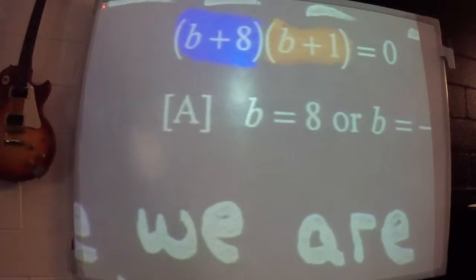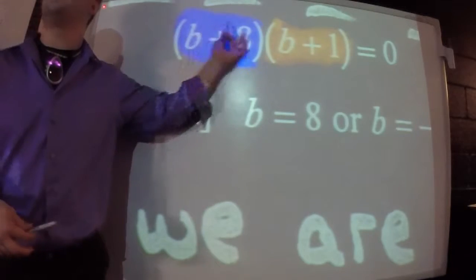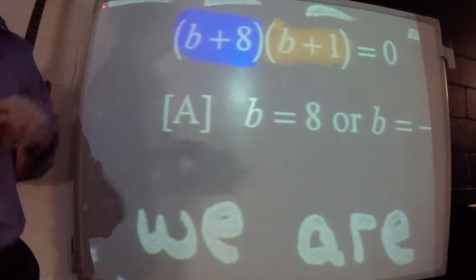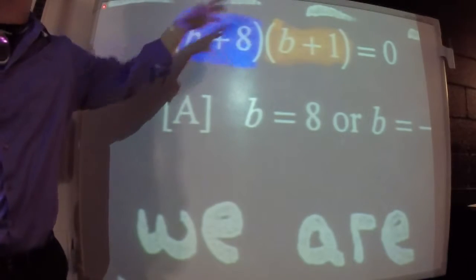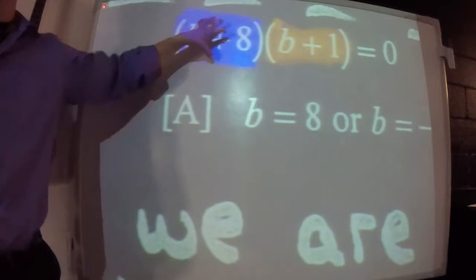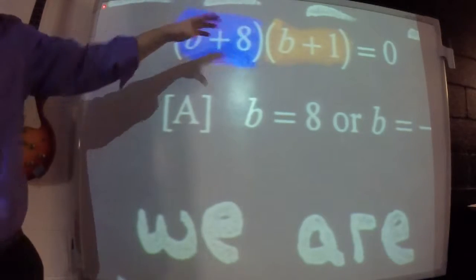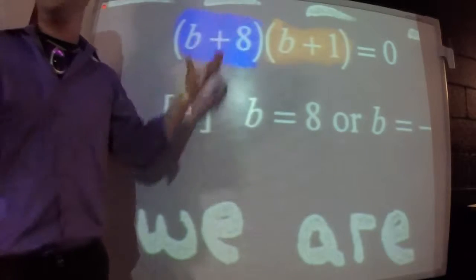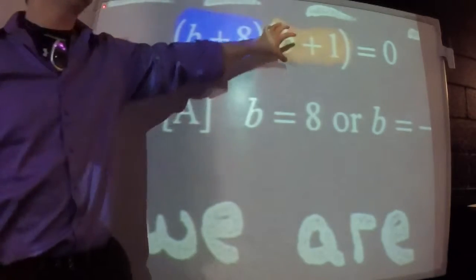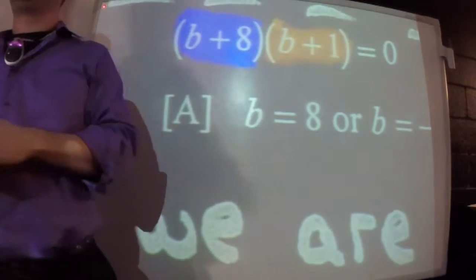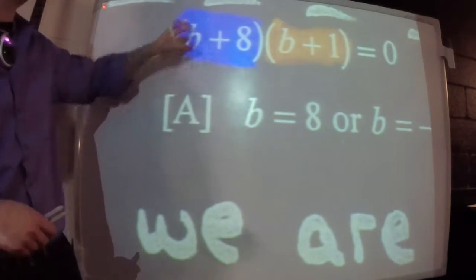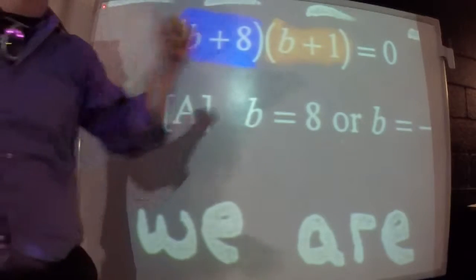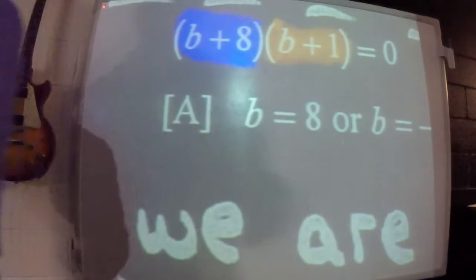Another way to think about it, really easy. If your b's don't have coefficients, this is very easy. What would go with 8 to make 0? If I had positive 8, what goes with it to make 0? Negative 8. So if b plus 8 is 0, then b must be negative 8. What goes with positive 1 to make 0? Negative 1. So if you have no coefficients, it's easy to see b plus 8 comes from negative 8, and b plus 1 must be negative 1.